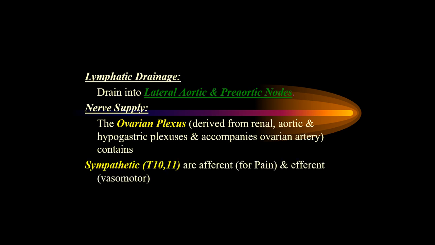It has two components, as usual in case of the autonomic nervous system: sympathetic as well as parasympathetic components. The sympathetic component will be by afferents, mainly for the pain, and the efferents will be for the vasomotor, and this is from T10 as well as T11. Okay, and the parasympathetic is mainly vasodilator, and this is from S2, S3 and S4. T stands for thoracic and S stands for sacral. Okay.